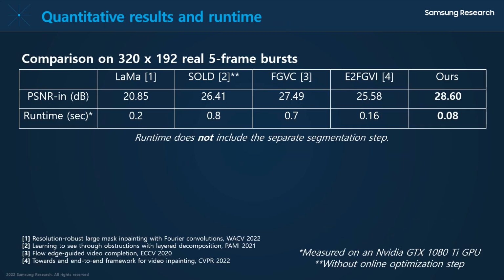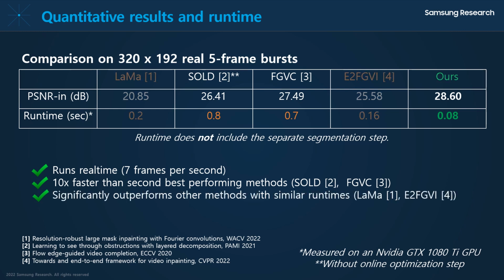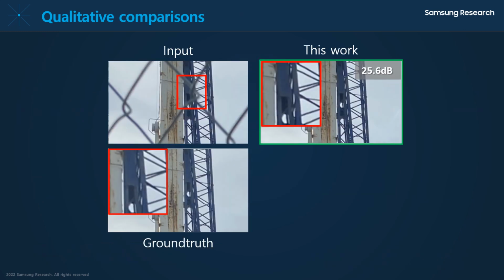The results in our real burst dataset are telling. Our system processes a single 5-frame burst at 7 frames per second, which is approximately 10 times faster than the second best performing methods. At the same time, our method significantly outperforms methods with more comparable runtimes in terms of reconstruction accuracy. And here is a qualitative comparison.